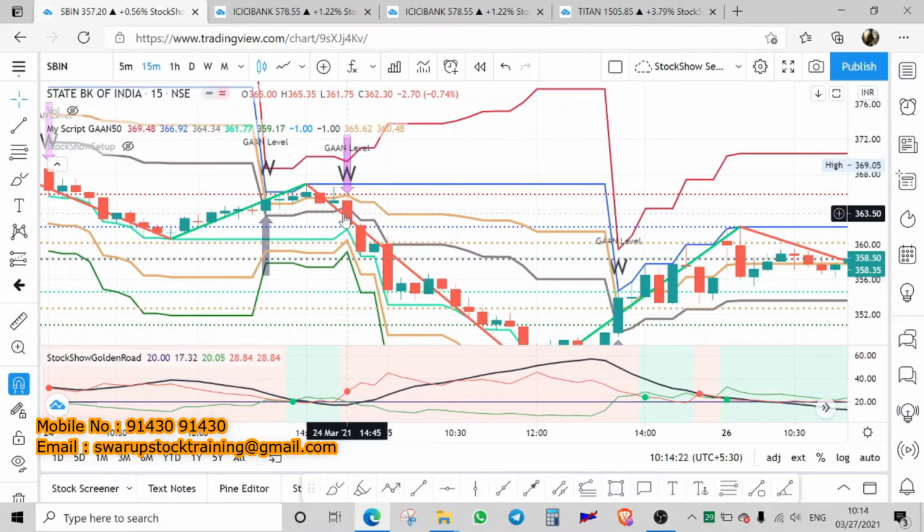364 short, 364, and then your next target would be 359. Like that you have to read. So automatically if I short it here, I want the stock to come down. So if I want the stock to come down, my first immediate target would be 360 rupees here. Why? Because that is a bear trap line.